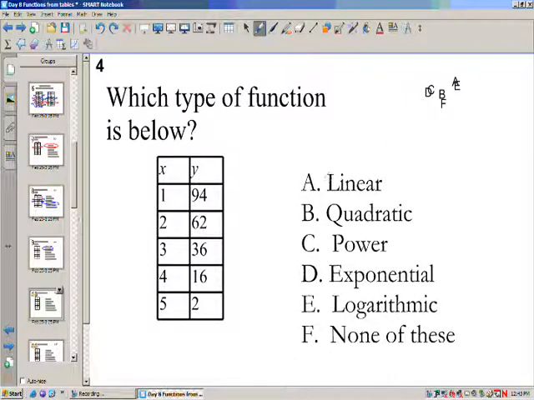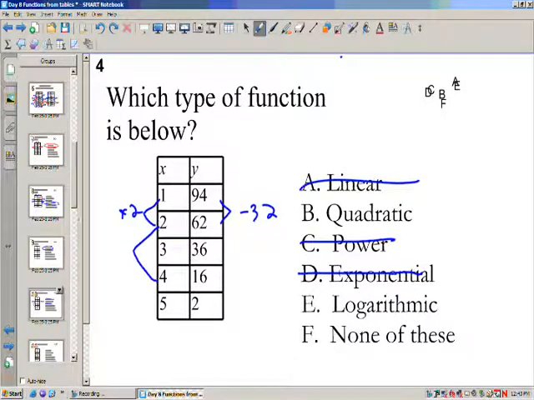So we know it's not linear, it's not power, it's not exponential. If I multiply by 2, did I add anything? So 62 minus 94, that's negative 32. So if I multiply the same values, if I subtract 32, that doesn't get me to 16. That would get me down to 30. So logarithmic is out.